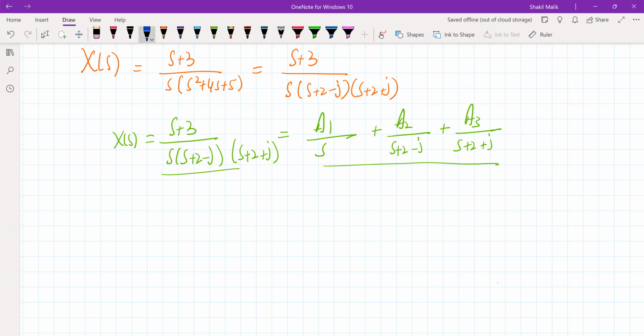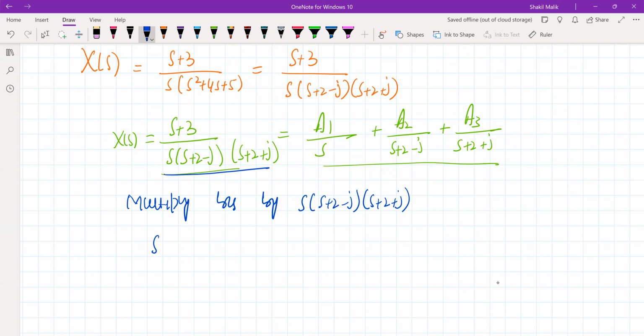To find a1, a2, a3, we'll multiply both sides by this denominator, that is s into (s plus 2 minus j) into (s plus 2 plus j). Once you multiply, on the left hand side you will be left with s plus 3, because the numerator and denominator will get cancelled. That is equal to a1 (s plus 2 minus j) plus a2 s into (s plus 2 plus j), right?